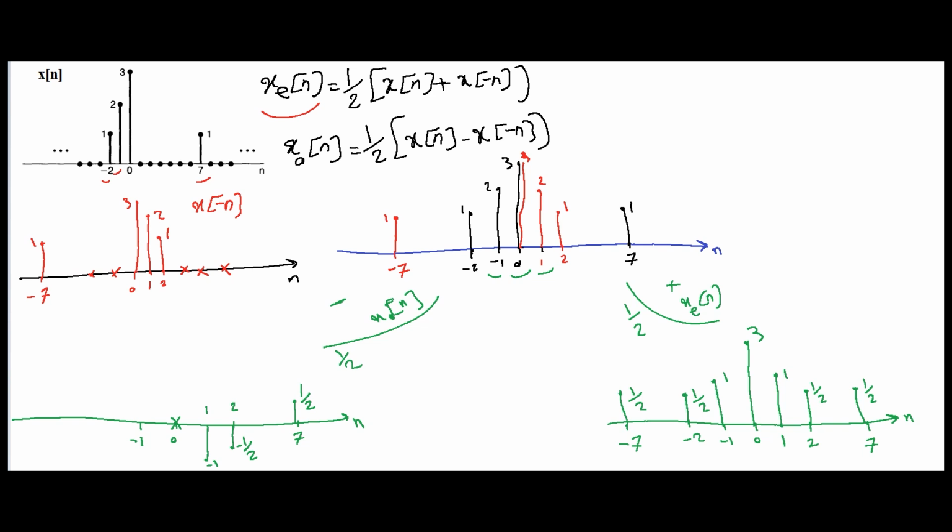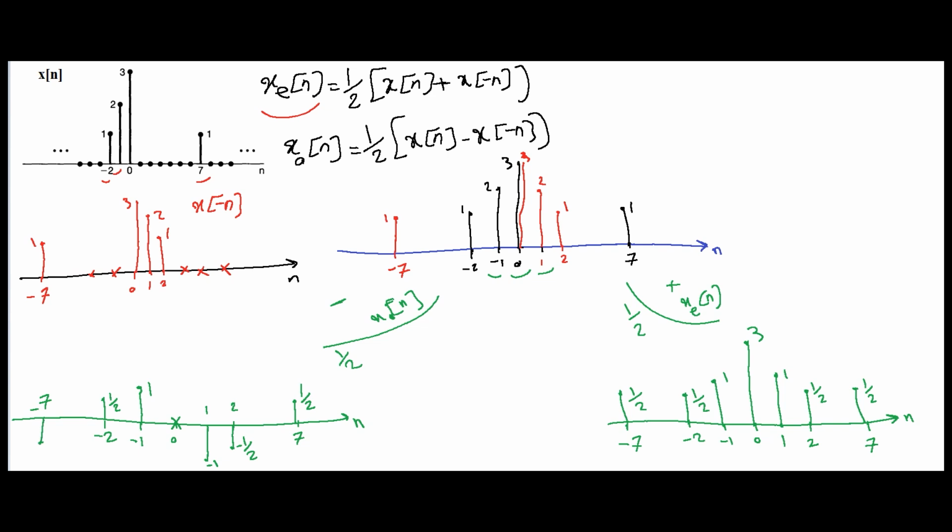At n equals 2, (0 minus 1) divided by 2 gives -1/2. At n equals 7, (1 minus 0) divided by 2 gives 1/2. At n equals -1, (2 minus 0) divided by 2 gives 1. At n equals -2, (1 minus 0) divided by 2 gives 1/2.